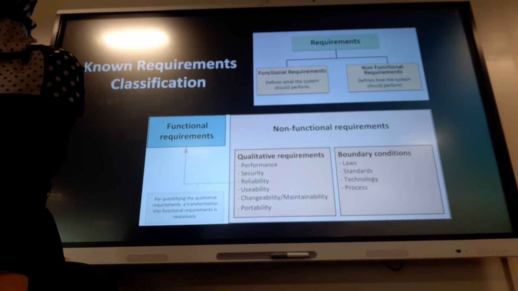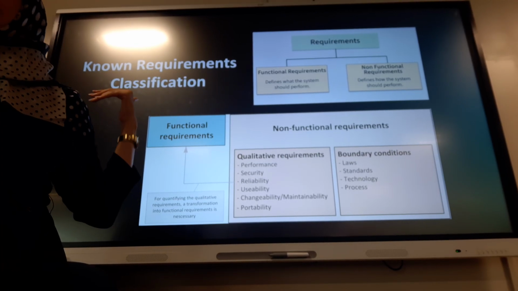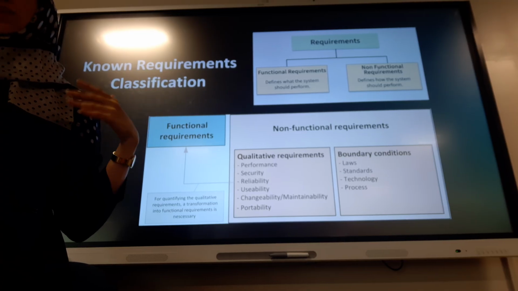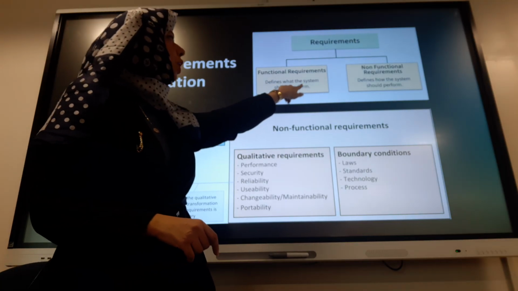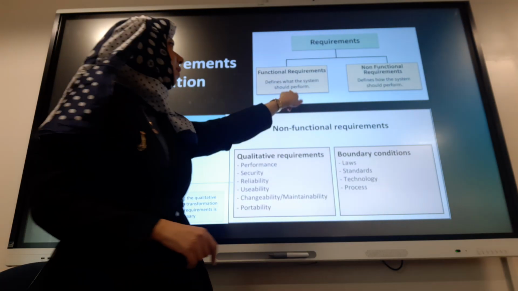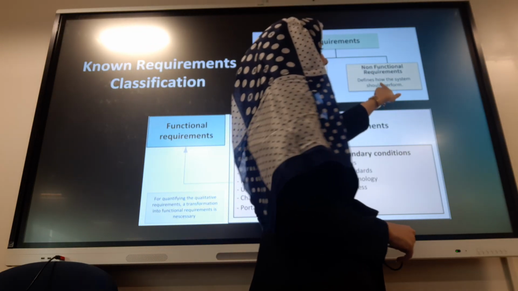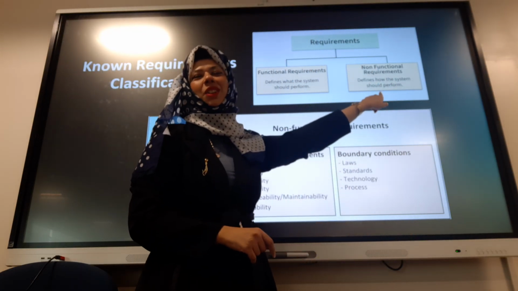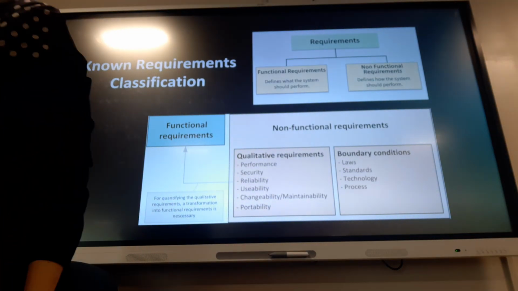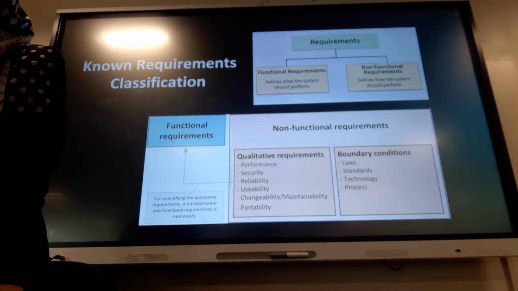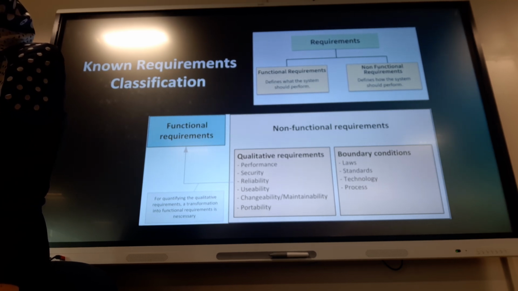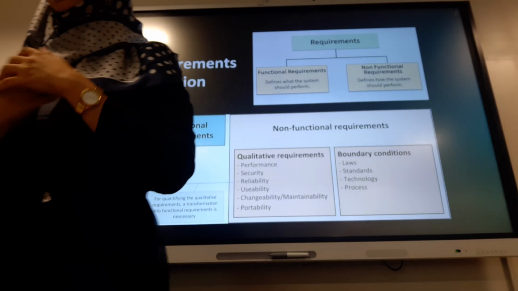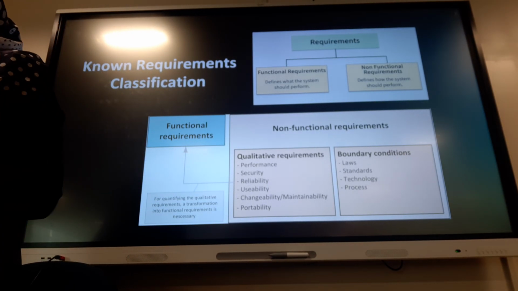So in general, we can classify requirements into functional and non-functional requirements, right? And from what the name suggests, functional is concerned with defining what the system should perform, and non-functional is how the system should perform, okay? So non-functional requirements are not necessarily things to be coded. It could be a system that I'm implementing, but I'm concerned about, for example, how many users can access the service at a time, okay?